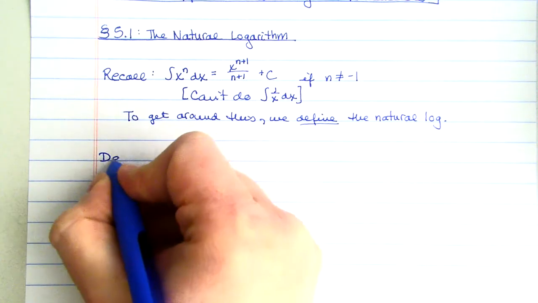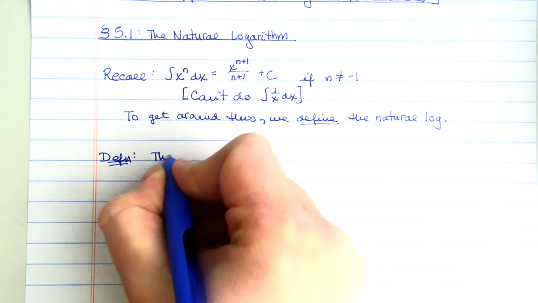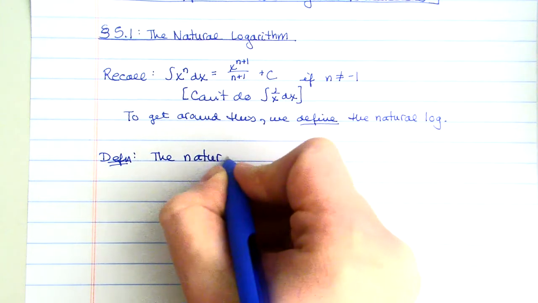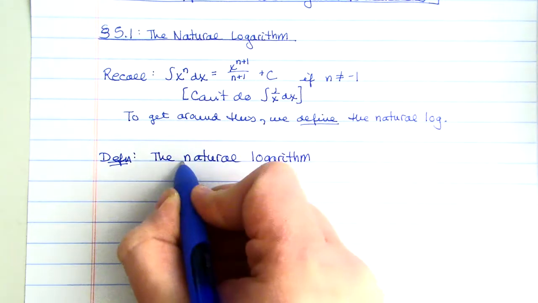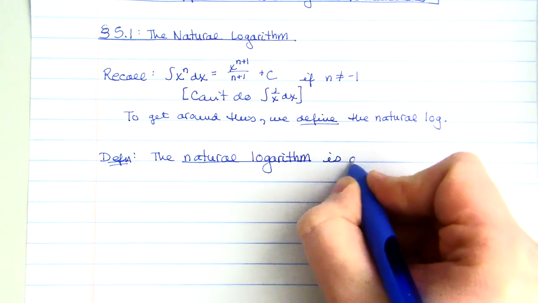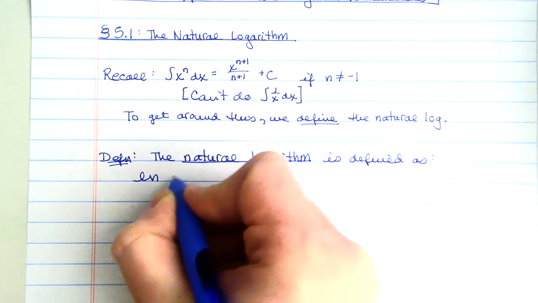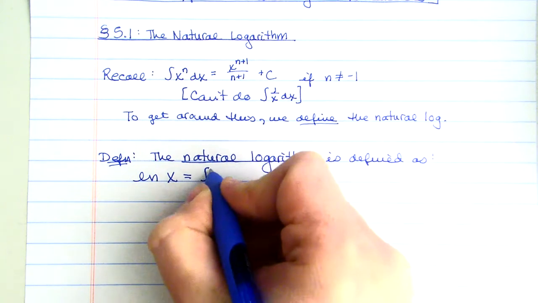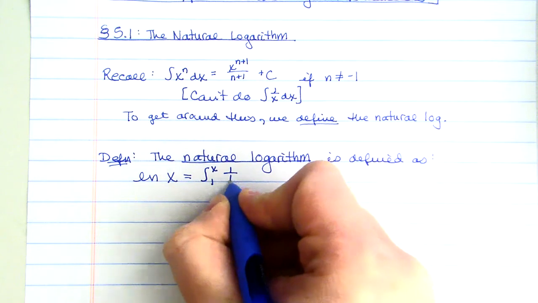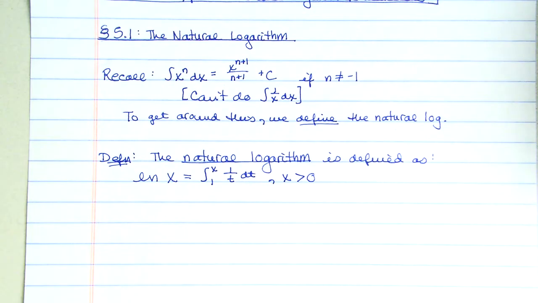Here's our definition. And this is a definition you did not get in algebra 2 or pre-calc. The natural log of x is defined as the integral from 1 to x of 1 over t dt, assuming that x is positive. Copy this down, and then we need to kind of process what I just wrote.